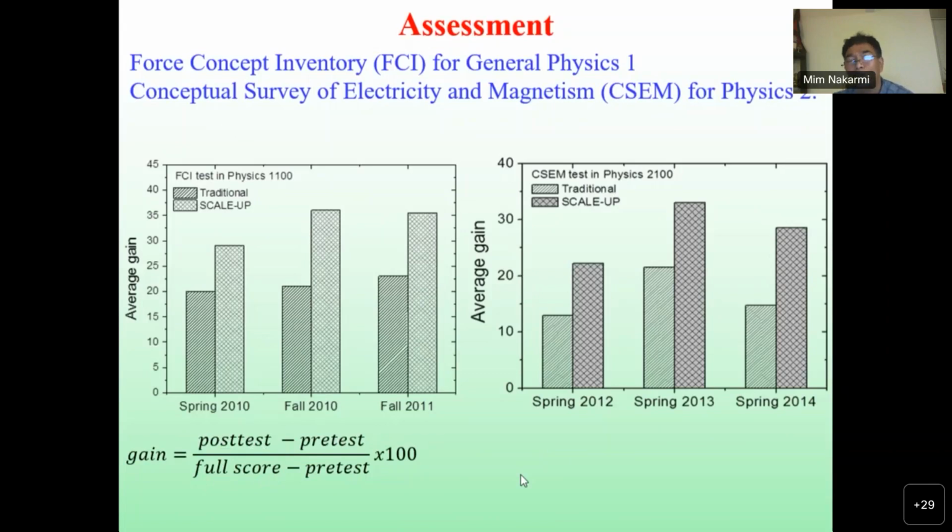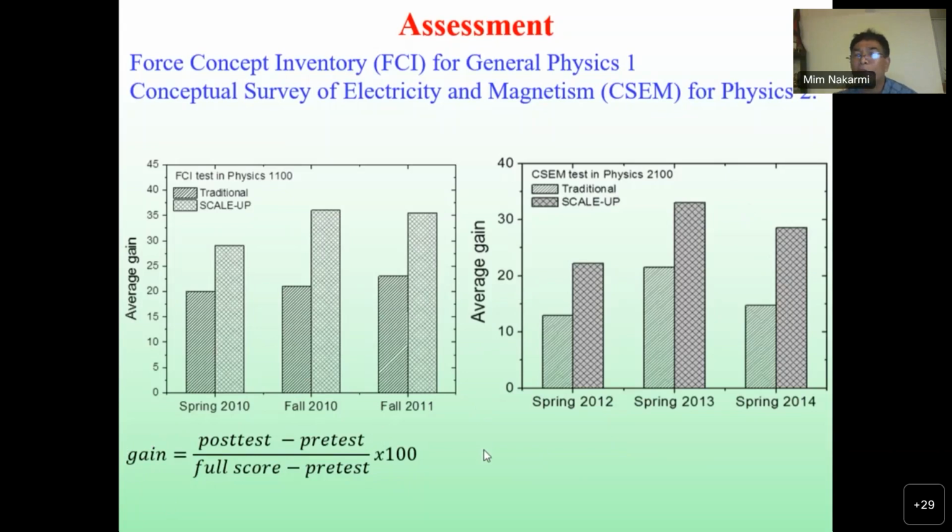So some students may have done better already in the beginning. Some may be very poor in the beginning, but compared to that level, at the end of the semester, how much have they improved? That quantity is the gain. So I calculated the gain for all of them, and these are the results for these different groups.